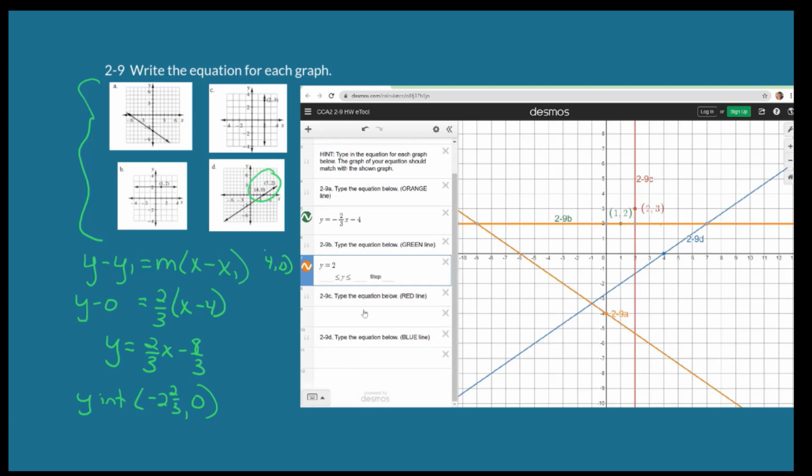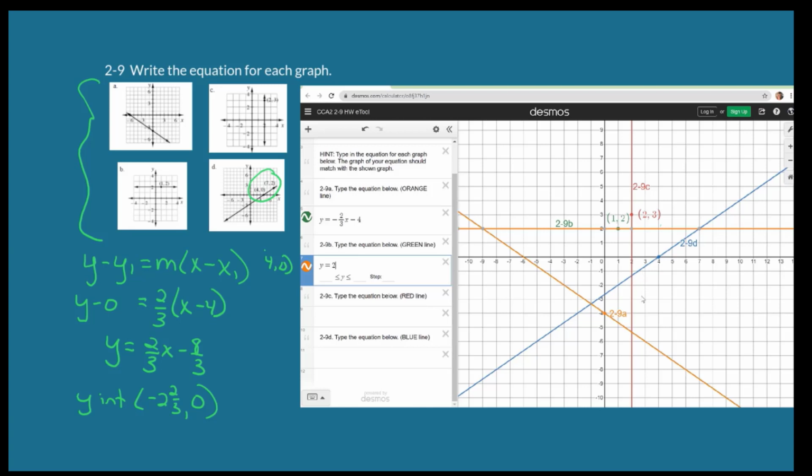Type the equation below for the red line. Well, the red, you're lucky. In a Texas Instruments calculator, I have not figured out how to do a vertical line. I'm sure there probably is a way, but I just haven't figured it out. But in this Desmos activity, you can type in just x equals 2. And that also is not a function, because obviously every x doesn't have just one y, okay?